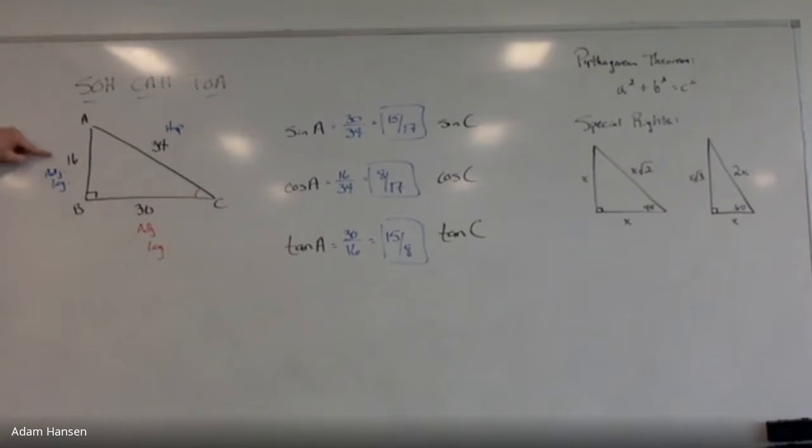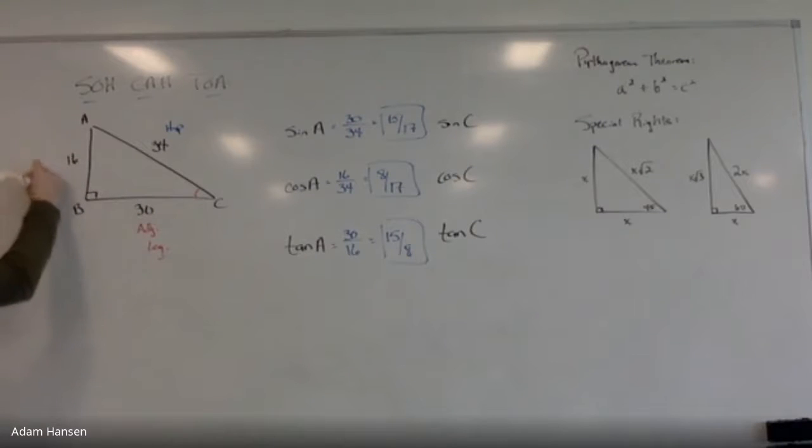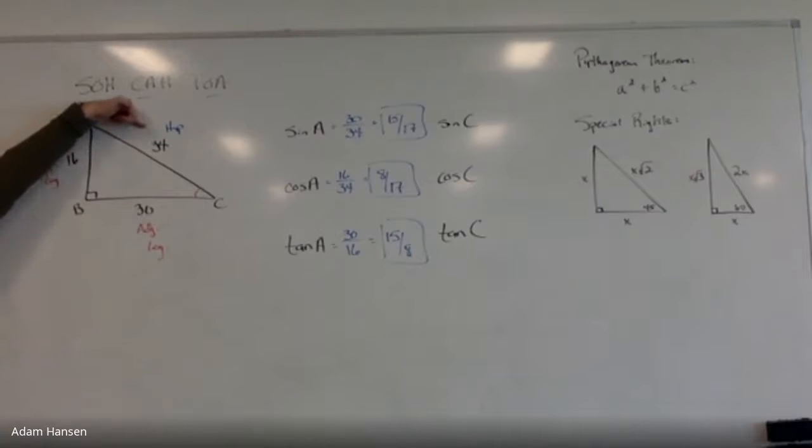How about the 16? It's no longer the adjacent leg, it's the opposite. It's on the other side. Angle C is on the right, 16 is on the left. It's opposite on the other side of the triangle. The hypotenuse, is it still the hypotenuse? Yes. It can't change because it's the longest side of all three. It's opposite the right angle.